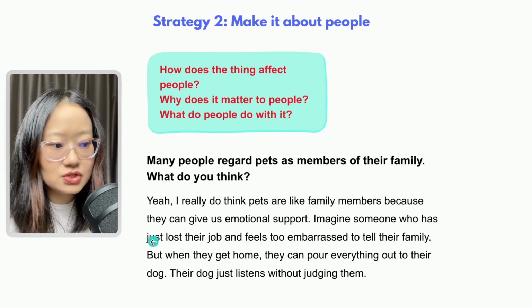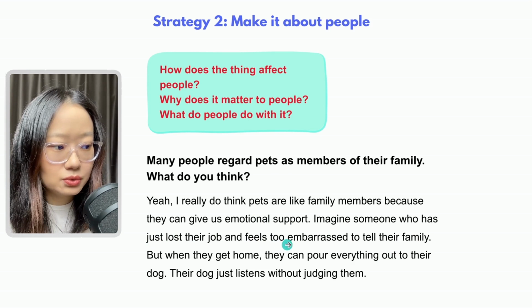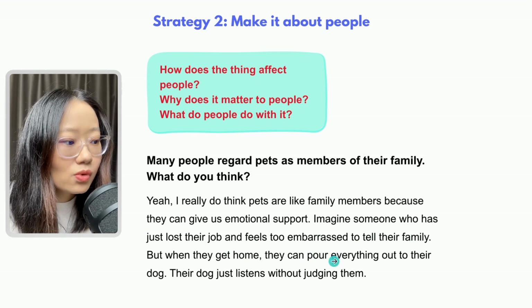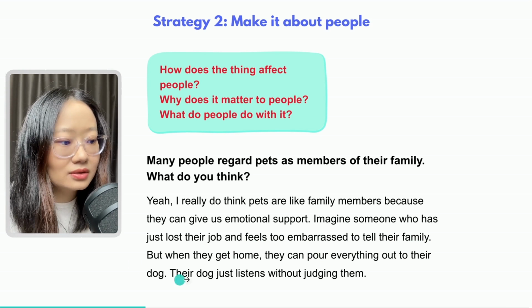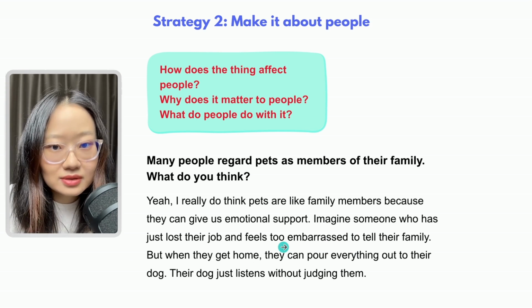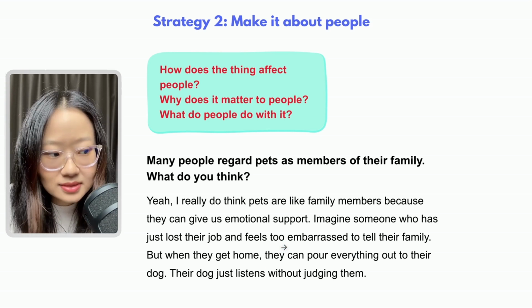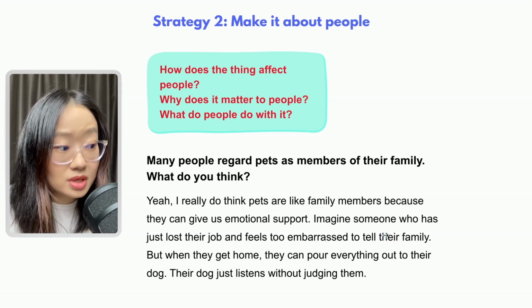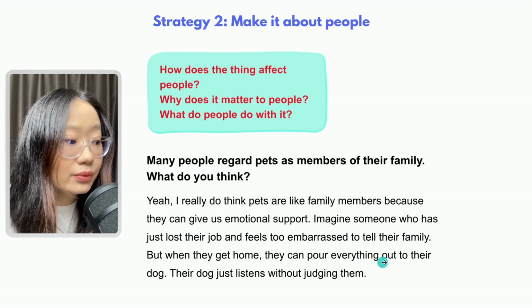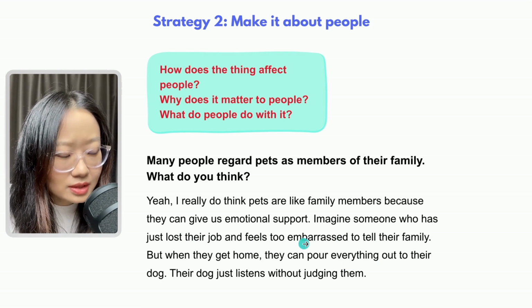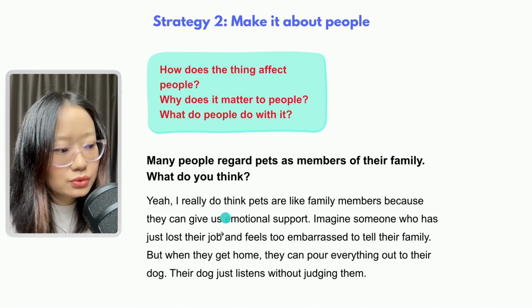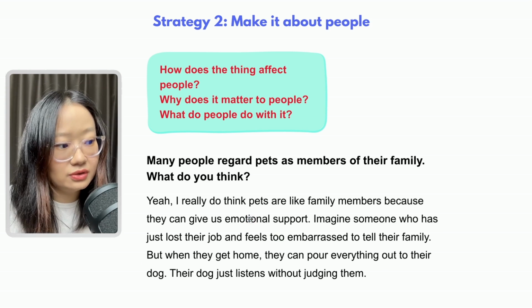Imagine someone who has just lost their job and feels too embarrassed to tell their family. But when they get home, they can pour everything out to their dog. Their dog just listens without judging them. As you can see, this answer doesn't focus on describing pets. It focuses on describing people, like lost their job, feel too embarrassed, pour everything out to their dog. These details about people are very easy to provide. I will show you the full answer to this question later in the video.